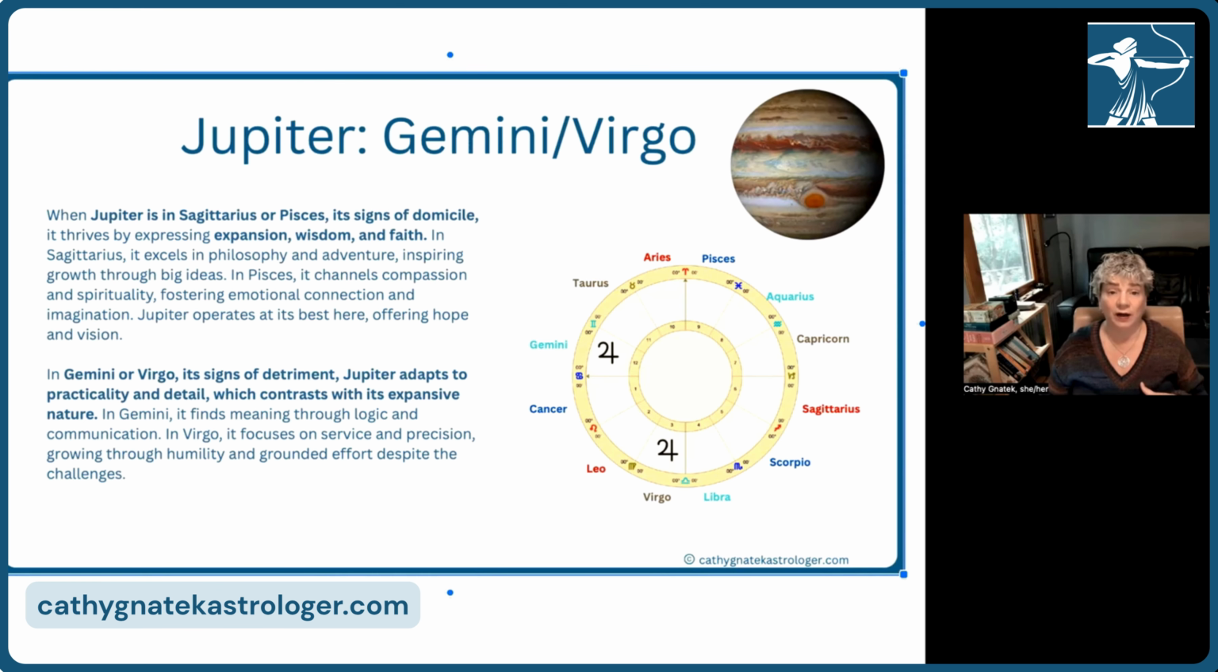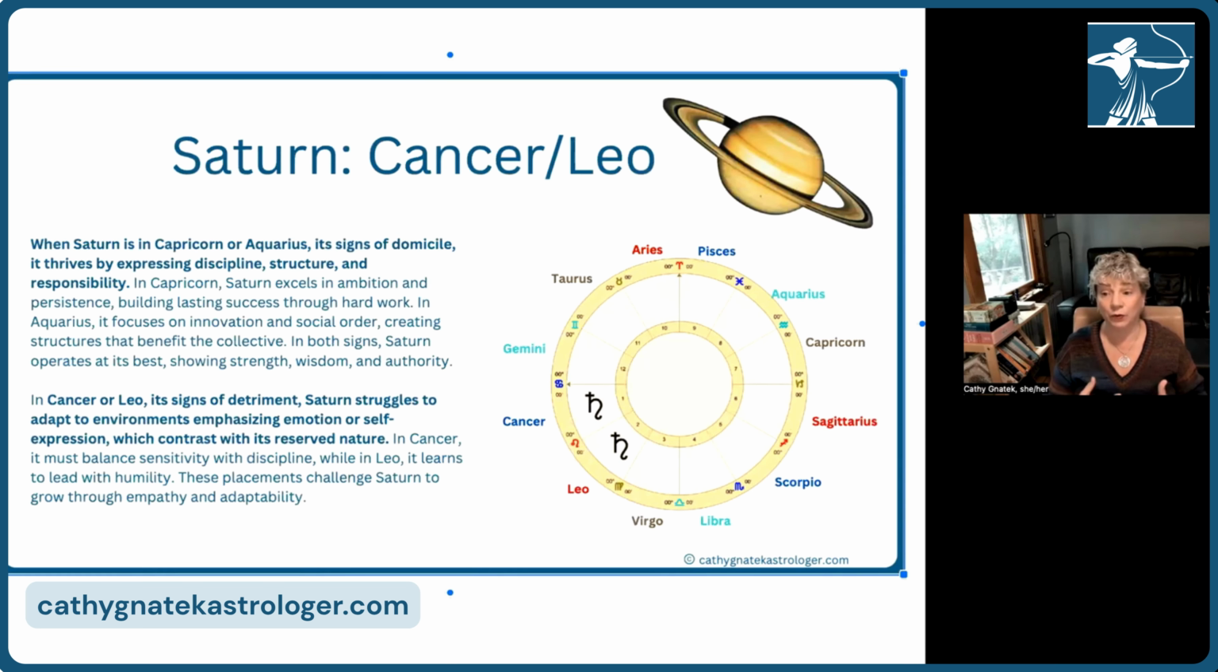And then we move on to Saturn, where Saturn rules the signs opposite of Cancer and Leo. Saturn rules Capricorn, the sign opposite Cancer, and it rules Aquarius, the sign opposite Leo. So it's in its detriment in these signs of Cancer and Leo.